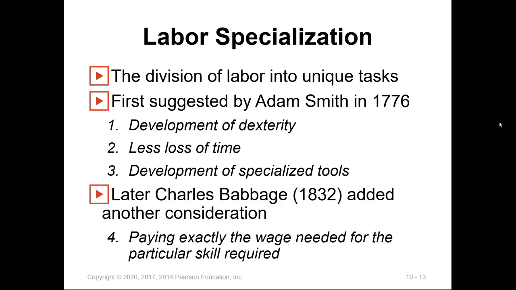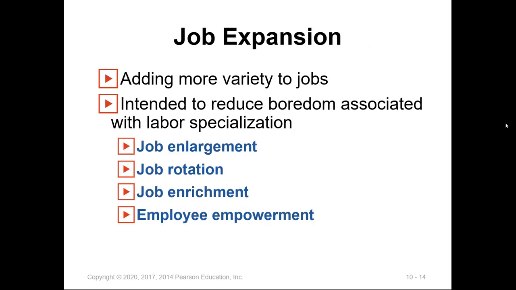In 1832, the British mathematician Charles Babbage added another consideration, which is paying exactly the wages needed for a particular skill required. We can design the job to expand and include a group of related tasks that require the same skills. Adding a variety of related tasks will make the job enjoyable. The job expansion can be done through job enlargement, job rotation, job enrichment, and employee empowerment.